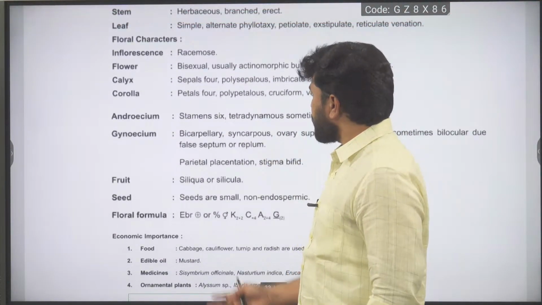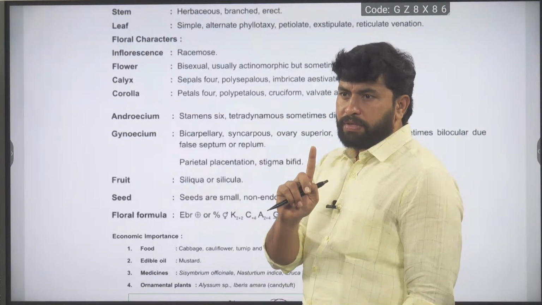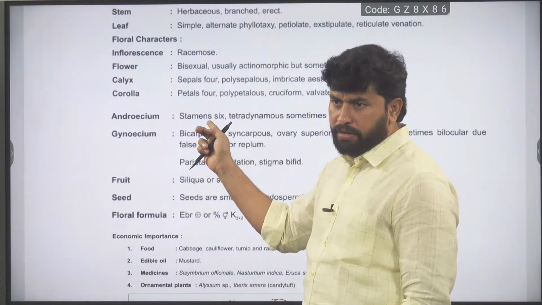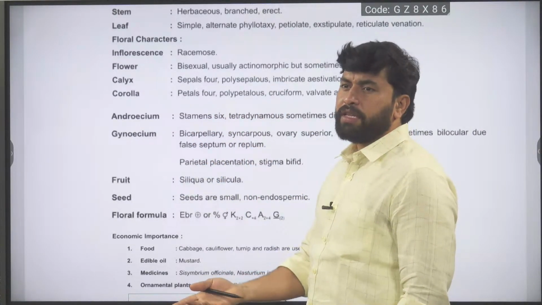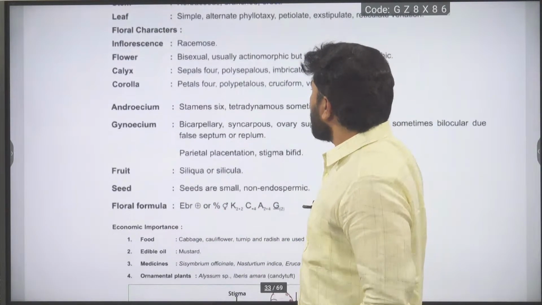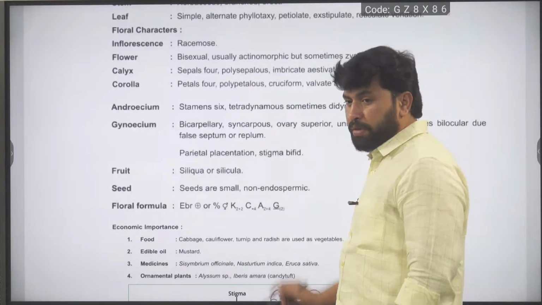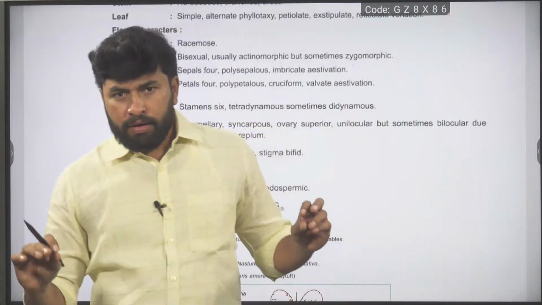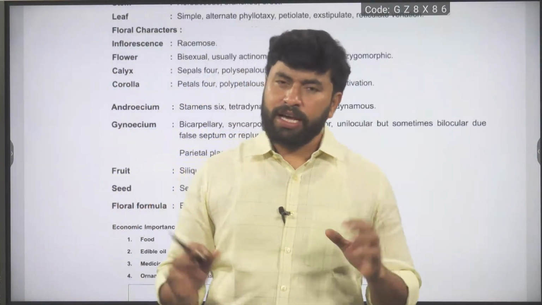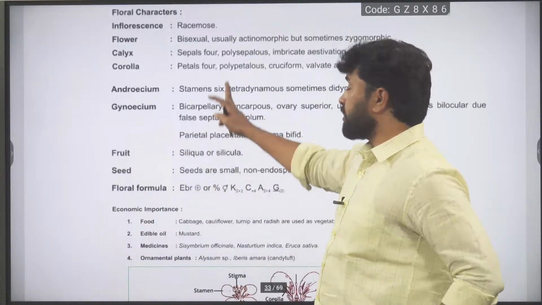Racemose inflorescence. So far, one family we have discussed with cymose inflorescence, that is Solanaceae members. Later, we discussed Liliaceae members. Most often they have an umbellate cluster. It's also a variety of cymose. Bisexual, usually actinomorphic, but sometimes, underline that, sometimes zygomorphic. But if they ask for an example of actinomorphic flowers, you have to mention mustard. Mustard has actinomorphic flowers. Sepals 4, polysepalous.